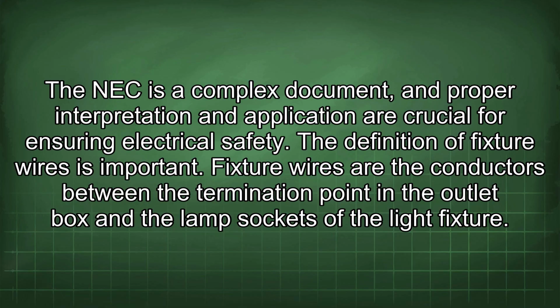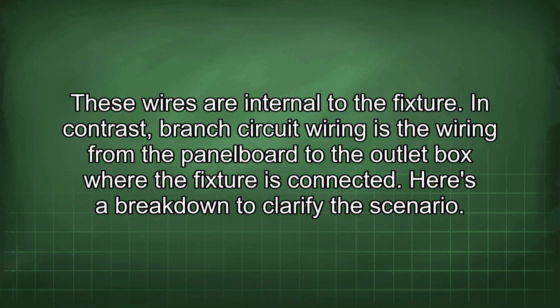The definition of fixture wires is important. Fixture wires are the conductors between the termination point in the outlet box and the lamp sockets of the light fixture. These wires are internal to the fixture. In contrast, branch circuit wiring is the wiring from the panel board to the outlet box where the fixture is connected. Here's a breakdown to clarify the scenario.